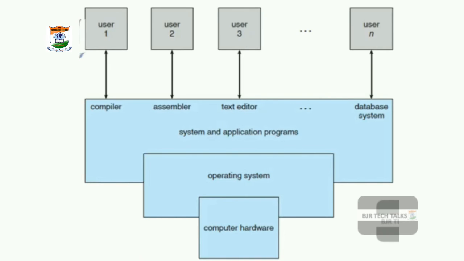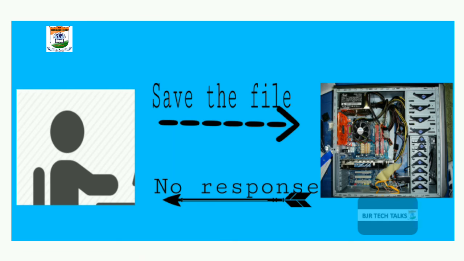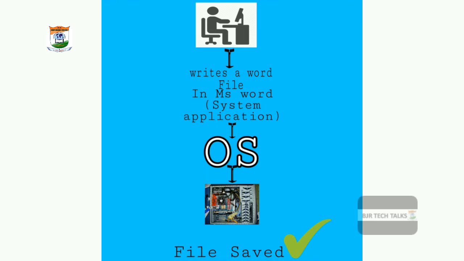Let me explain this with a very simple example. Let us think I want to save a Word file in the hardware. I can't directly communicate with the hardware. So I go to the system application called MS Word and write what I want to write, and when I click on the save button, the application program hands the task over to the operating system. The operating system takes up the challenge, goes to the hardware and says I want to save this file, and then the hardware saves the file.